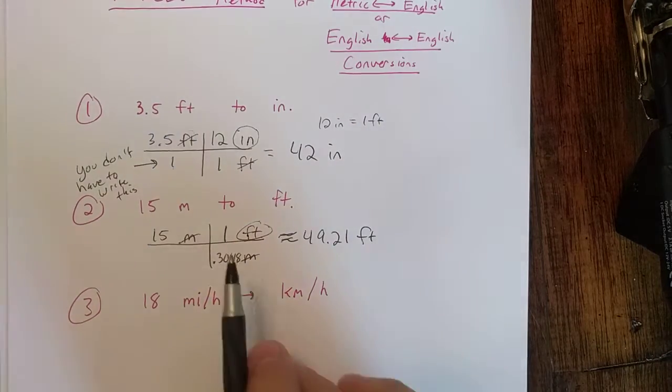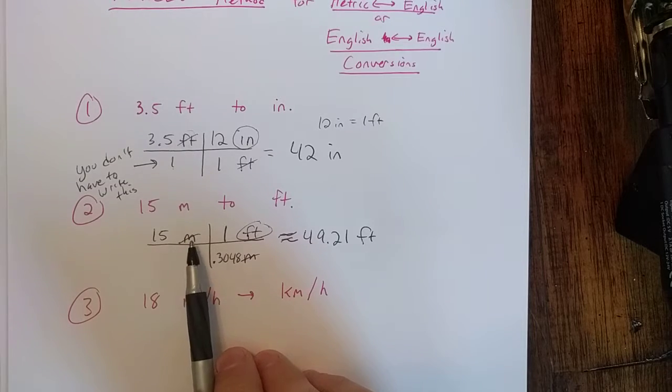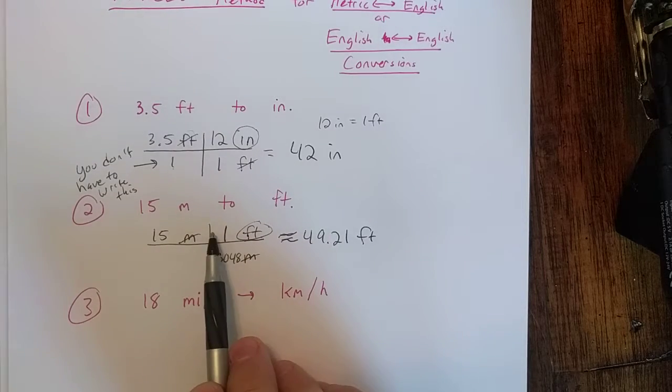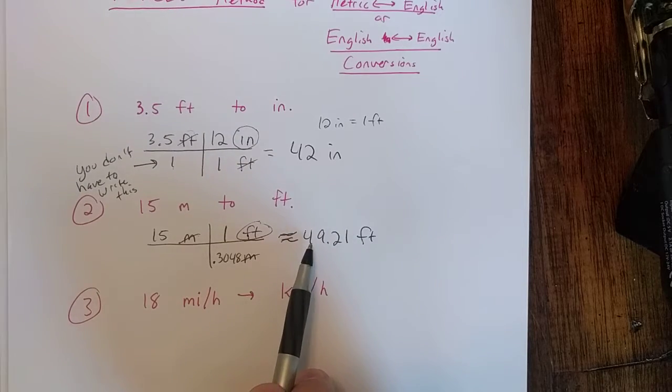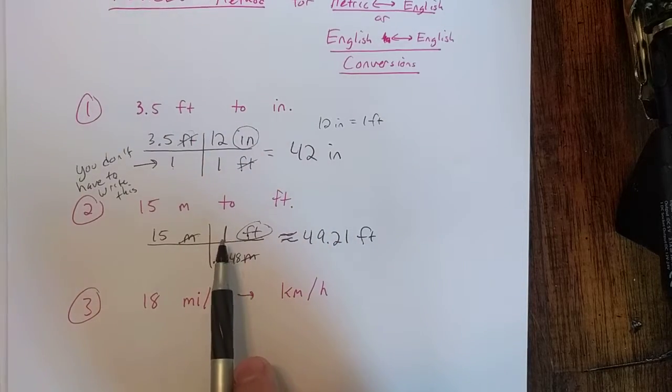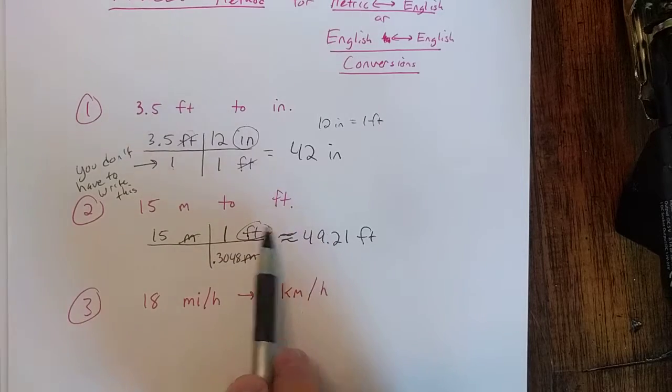This makes sense because a meter is larger than a foot. So if you decrease the unit, the number should get bigger. It's from 15 to 49. It takes more feet to measure than in meters. So there should be more of these than meters.